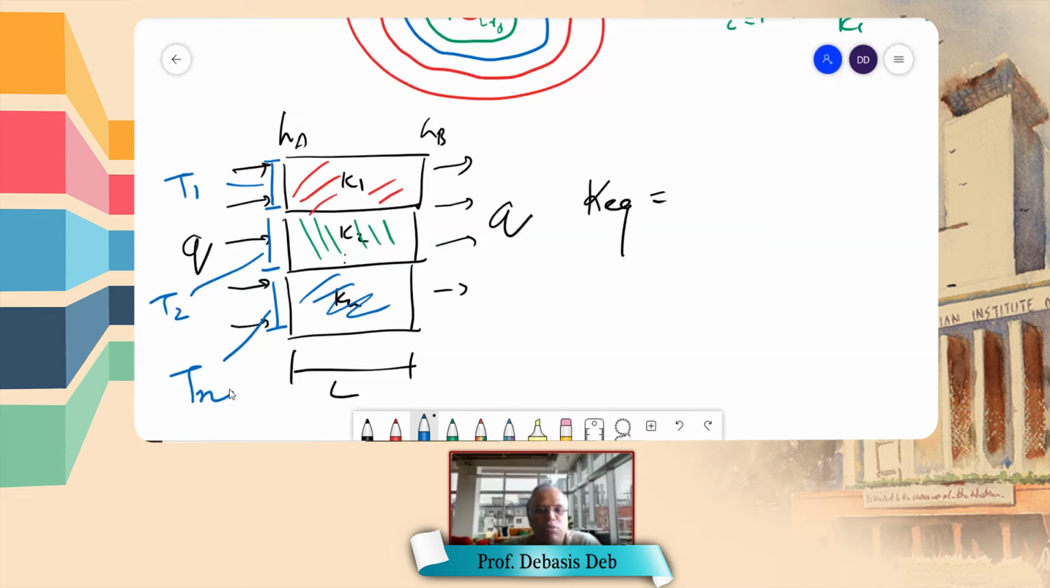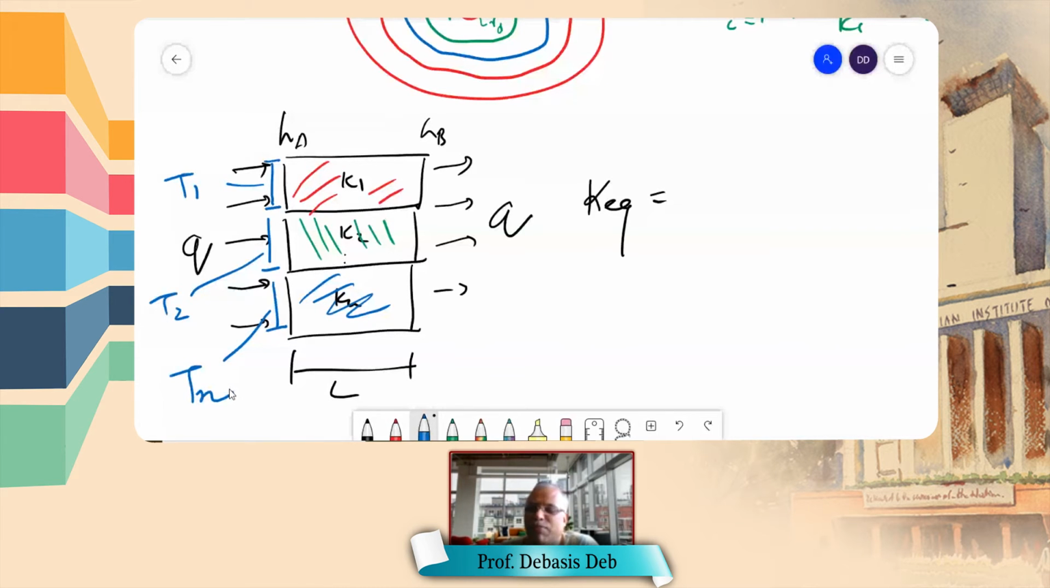Somebody tell me what will be the K equivalent. The area will be the same. No, here the area is getting changed, no? That is dependent on T. This is the catch here.